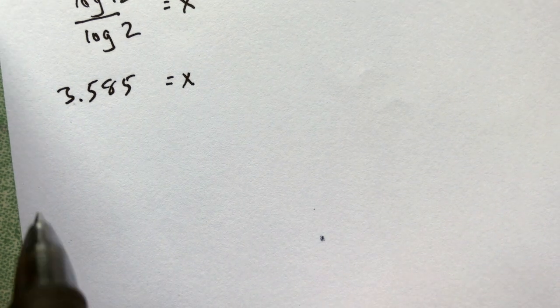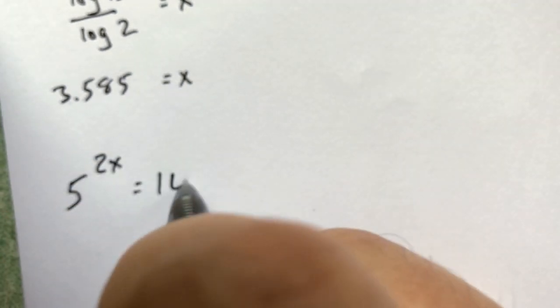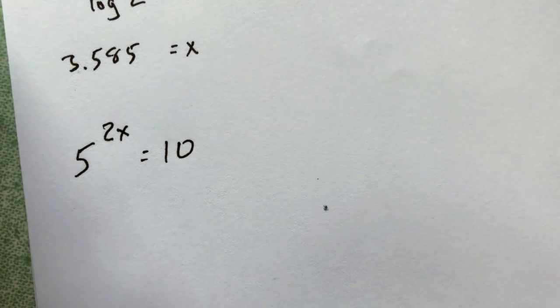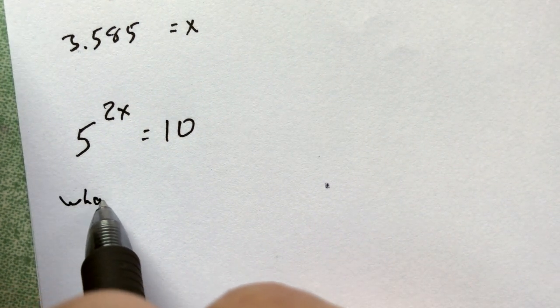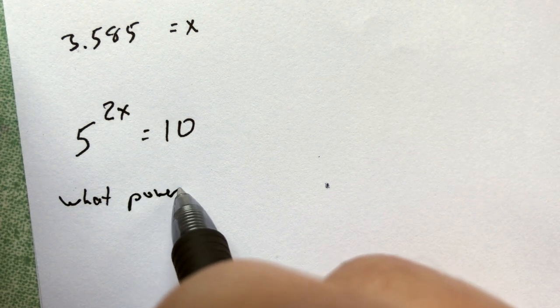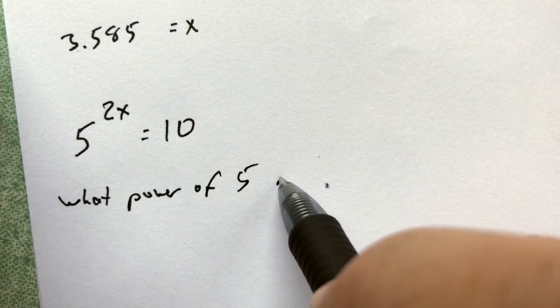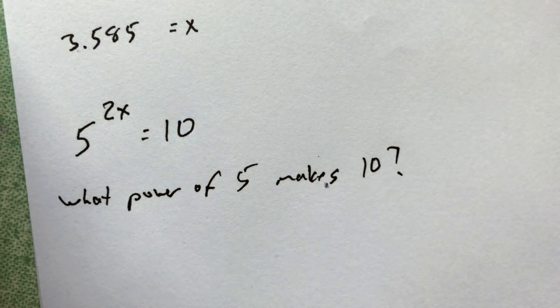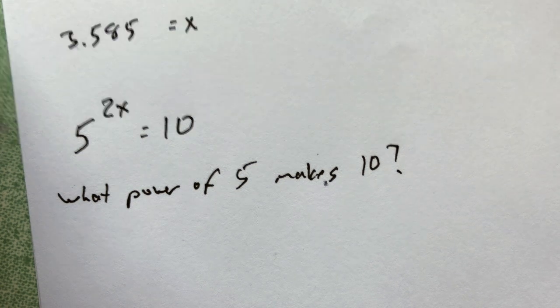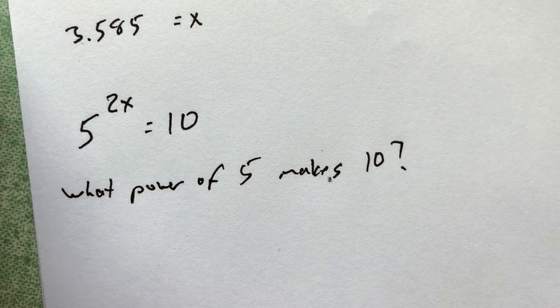We can also put expressions in the exponent as well. So we could have something that looks like, say, 5 to the 2x equals 10. So 5 to the 2x power equals 10. Again, this is saying what power of 5 makes 10? We have some extra stuff to do at the end once we figure that out because we have a 2x in the exponent, but we're still just trying to figure this out.